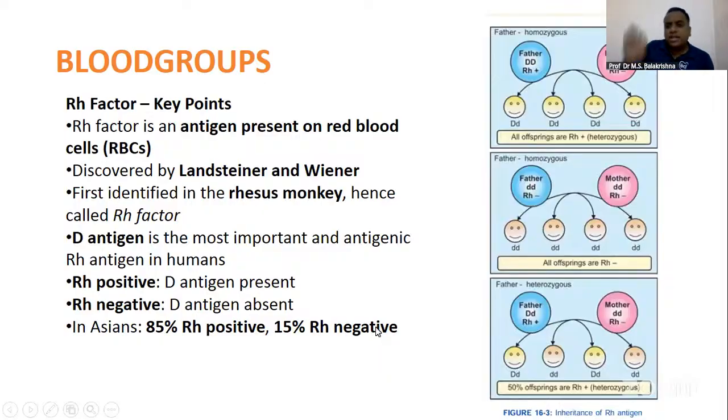So generally, in the Asian population, Rh is positive in 85% of the people and only 15% is negative. So please remember this key point. This was discovered by Landsteiner and Wiener. It is called the Rh factor because it was first identified in the rhesus monkey. The D antigen is the most important and most antigenic Rh antigen in humans. So these are the things we should learn.